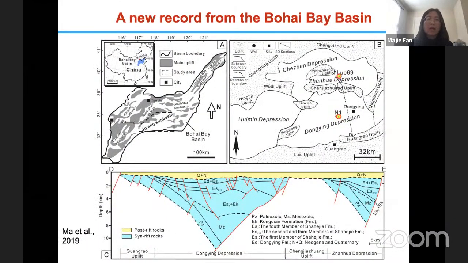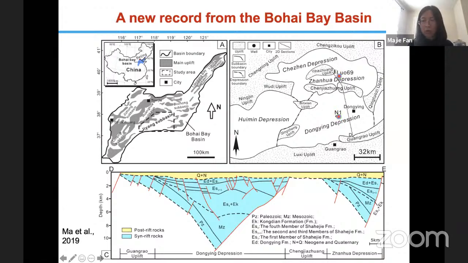Okay, so as I mentioned, our new record is coming from the Bohai Bay Basin, which is basically close to Beijing, to the south of Beijing city. The Bohai Bay Basin includes several sub-basins, and specifically, we're going to be looking into this sub-basin called the Jiyang sub-basin. Zooming into the Jiyang sub-basin, we can see that it contains several depressions. And in between the depressions, we also see some paleo uplifts.